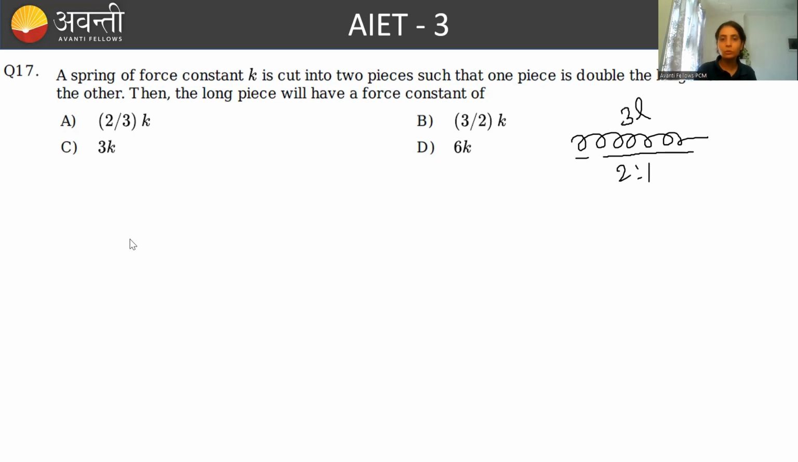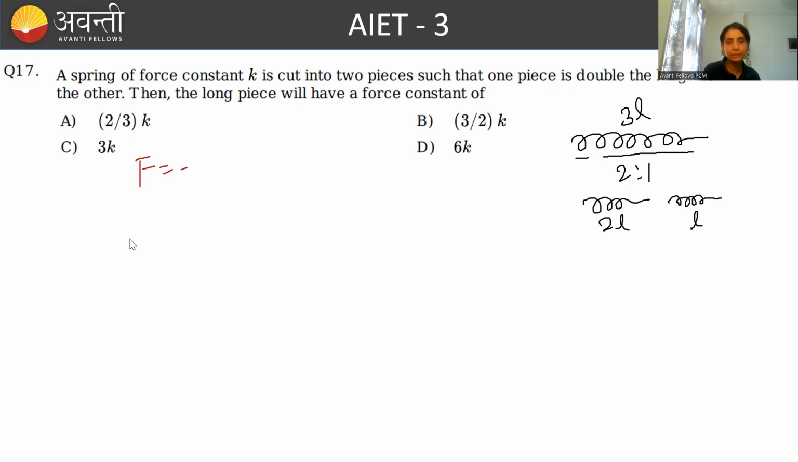Suppose its initial length is 3L. So the length of the bigger broken part will be 2L, and the broken smaller part will be L, right? Now we have to calculate the force constant of the long piece. Done. So the force constant, that is K, right? Because the spring force we write as what?